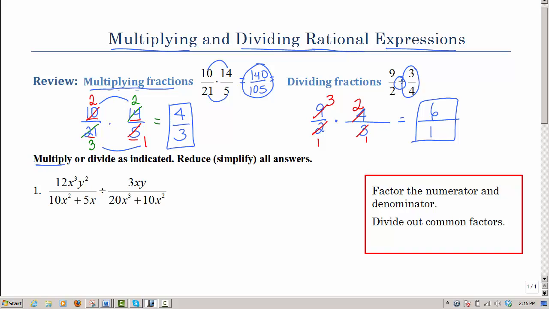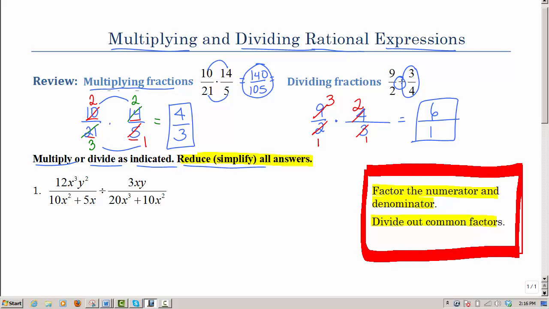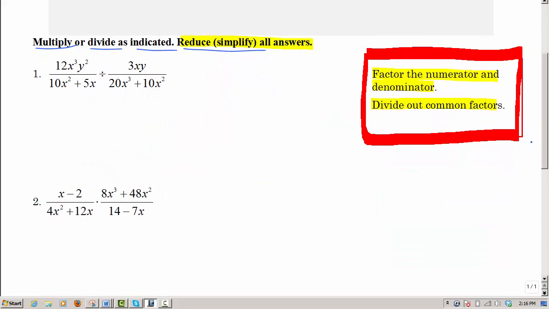It says to multiply or divide as indicated, and we're going to reduce. In reality, we're just going to be reducing because we're going to factor the numerator and denominator, and we're going to divide out common factors. If you go back and look at the notes from the last lesson, these are exactly the same two steps we had. Factor and then divide out common factors. So let's look at number 1.